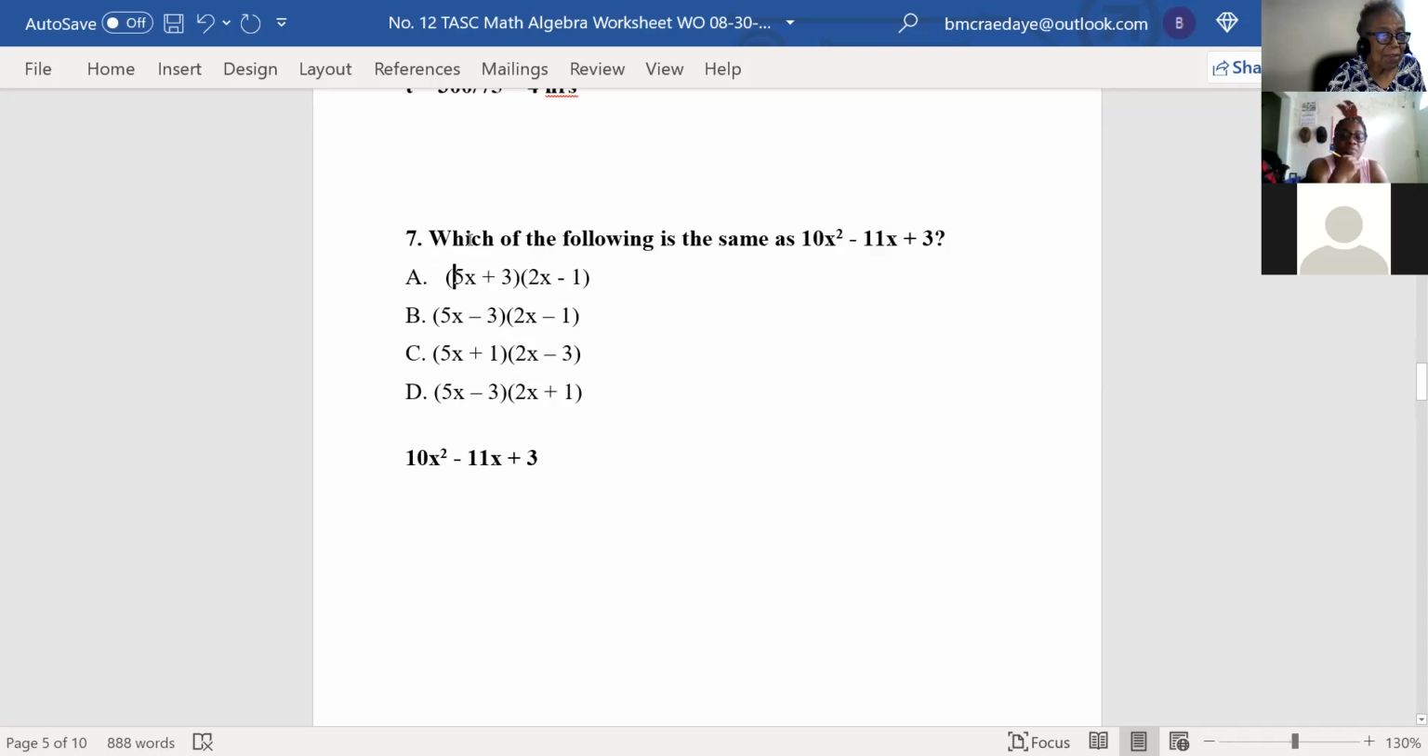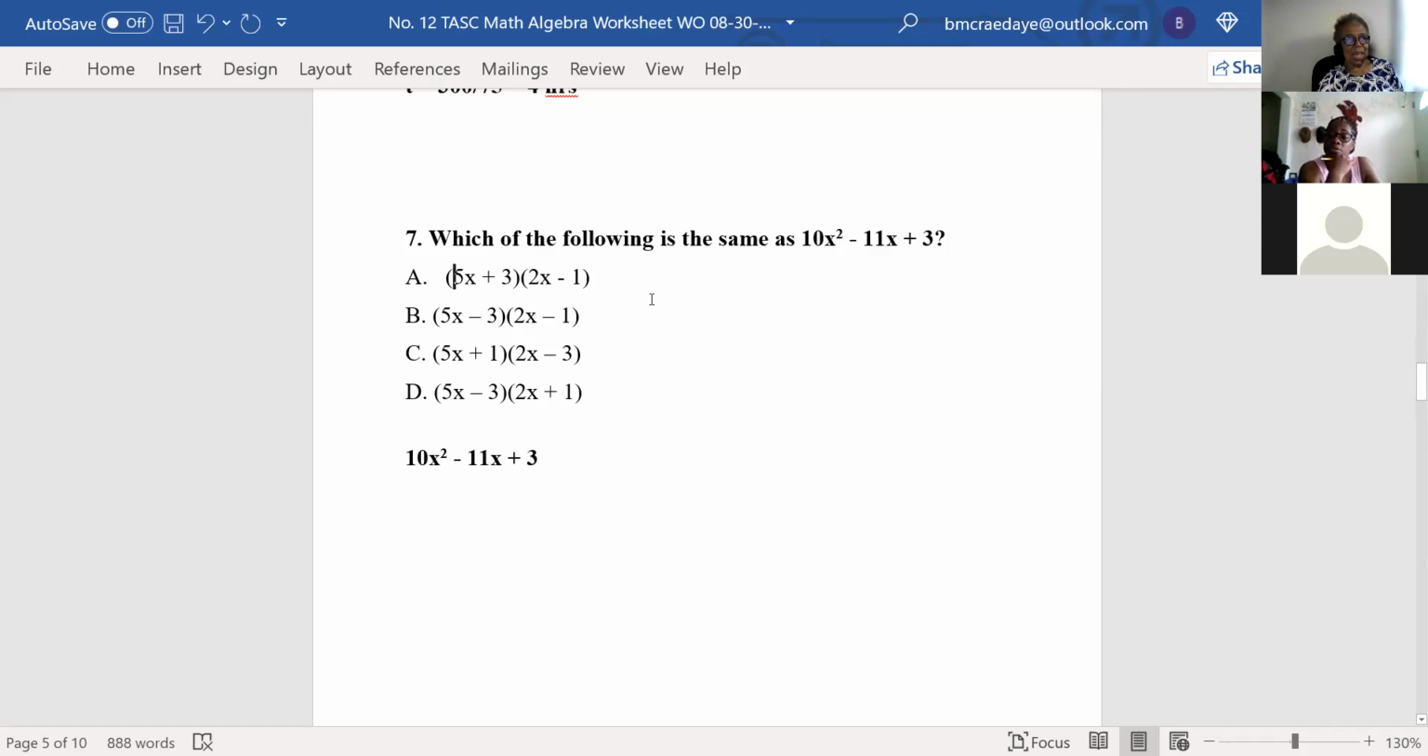Let me see. 5x times 2x should give you 10x squared, and the constants multiplied should give you a plus 3. So a plus 3 times a minus 1 gives you what? No, this is multiplication now. A plus 3 times a minus 1. 3 times 1 is 3, with the minus, gives you a -3, right?